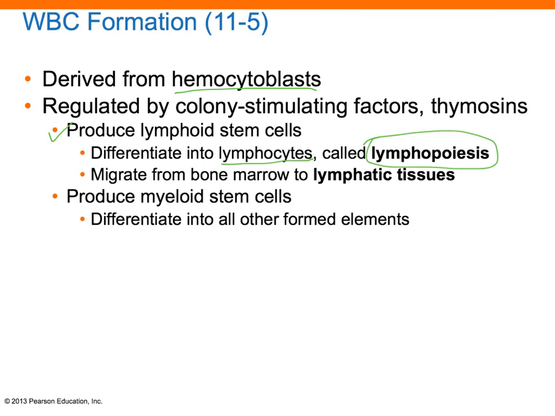The other white blood cells come from myeloid stem cells. The myeloid stem cells are the ones that can go into red blood cells, as mentioned earlier. They can mature into platelets, but they also become white blood cells as well. So the myeloid stem cells differentiate into all of the other formed elements, but right now we're talking about the neutrophils, the eosinophils, and the basophils, which are all granulocytes, and then they also become the monocytes.